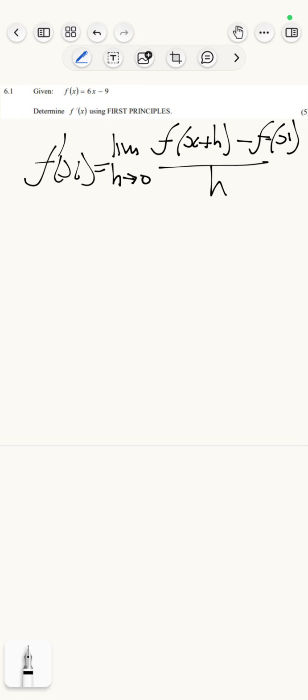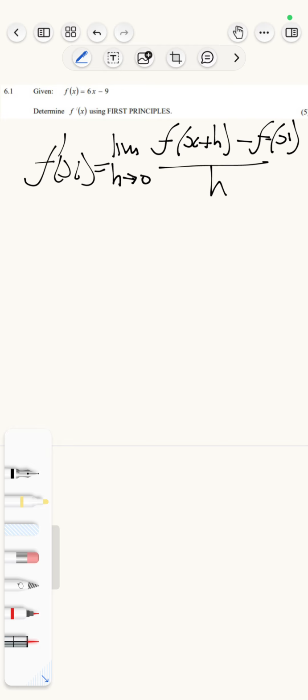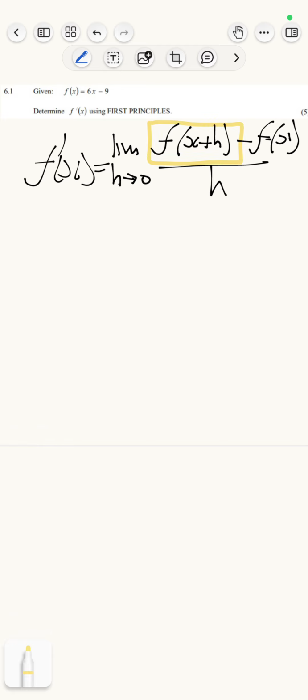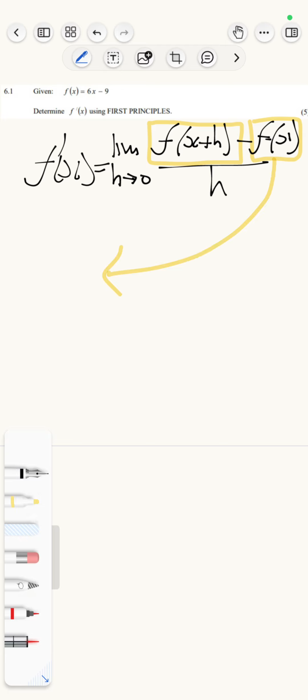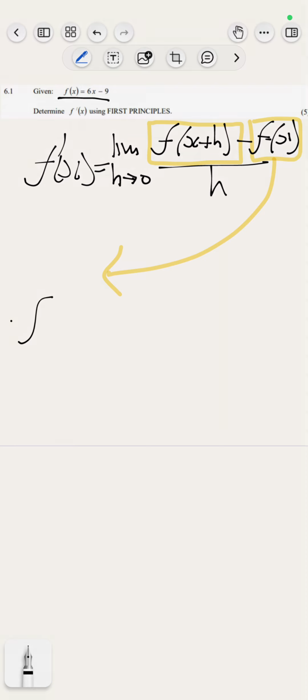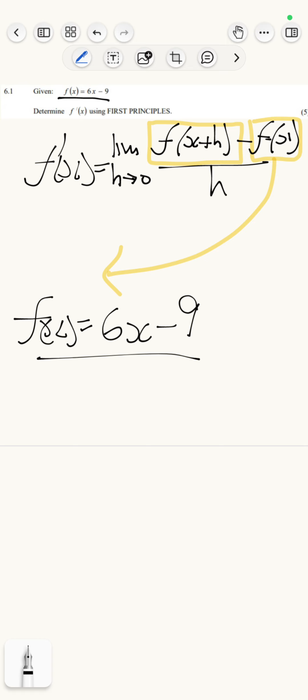So there's our formula. When we see this formula, there are two parts. There is this part and there is this part. You should have these two parts in order to solve the question. Let's start with this one, because this one is the one that's given to us. When they give us the question, they say f(x) is equal to 6x minus 9. This is the first part that they give you. So this can go straight into the formula over there.